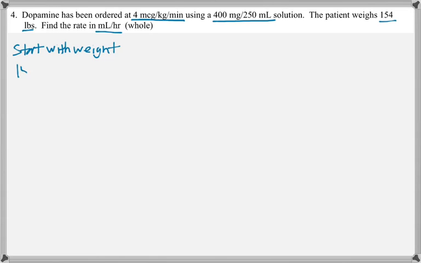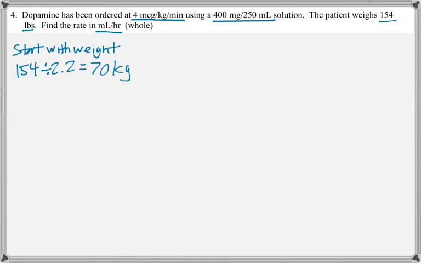And we do need to divide by 2.2 and round to the nearest tenth. And that will be 70 kilograms. So the patient weighs 70 kilograms.